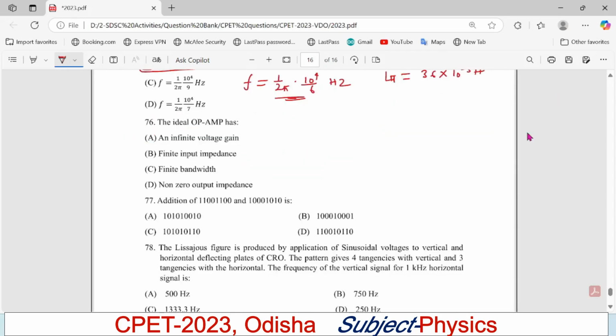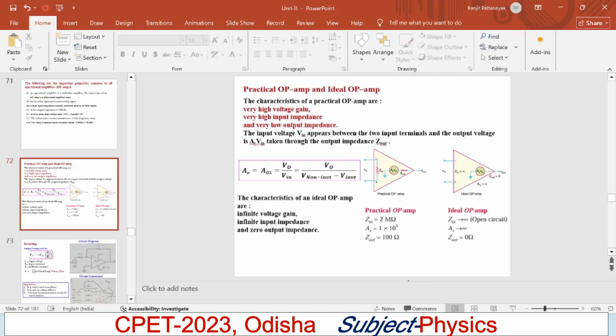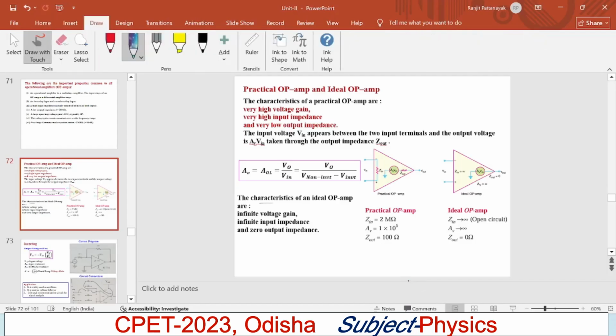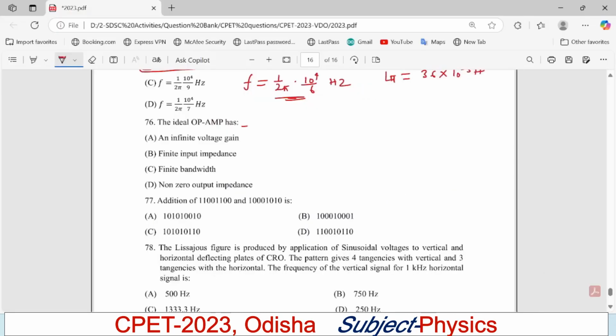Next question, question number 76. The ideal op-amp has, these are the four options. Here I am going to show you the ideal op-amp characteristics. The characteristic of an ideal op-amp is infinite voltage gain. So infinite voltage gain, not finite, infinite voltage gain. That means this option is your correct option. Other options we have to just check.